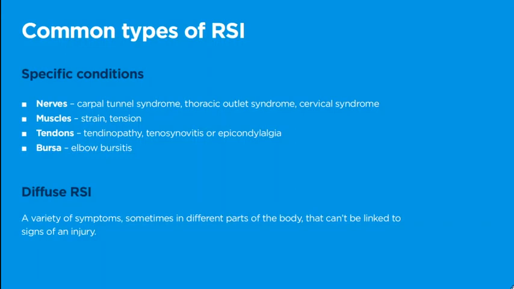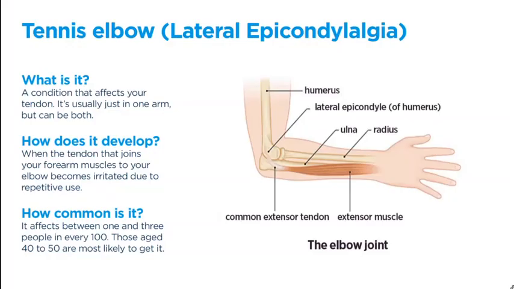Now, let's look more closely at the most common RSI conditions. The first being tennis elbow. So this condition affects a tendon at the outside of your elbow, which becomes overloaded and irritated. And it's a very common condition in those aged from 40 to 50 years.